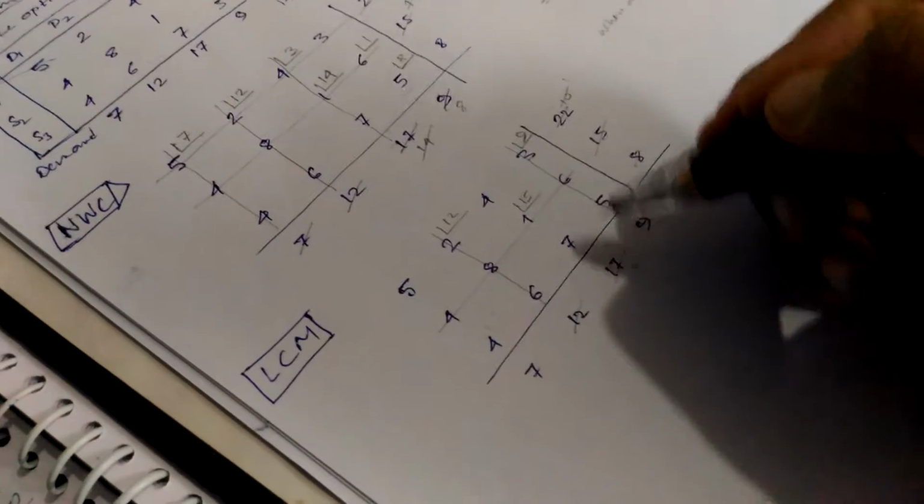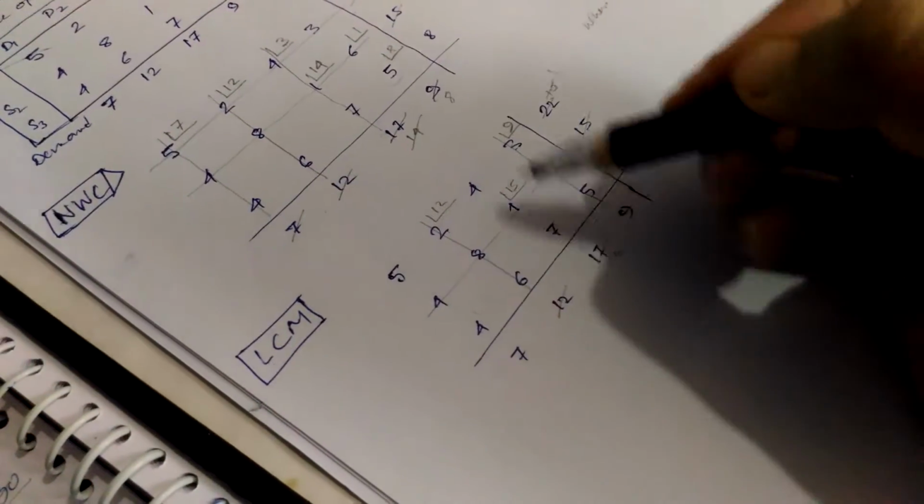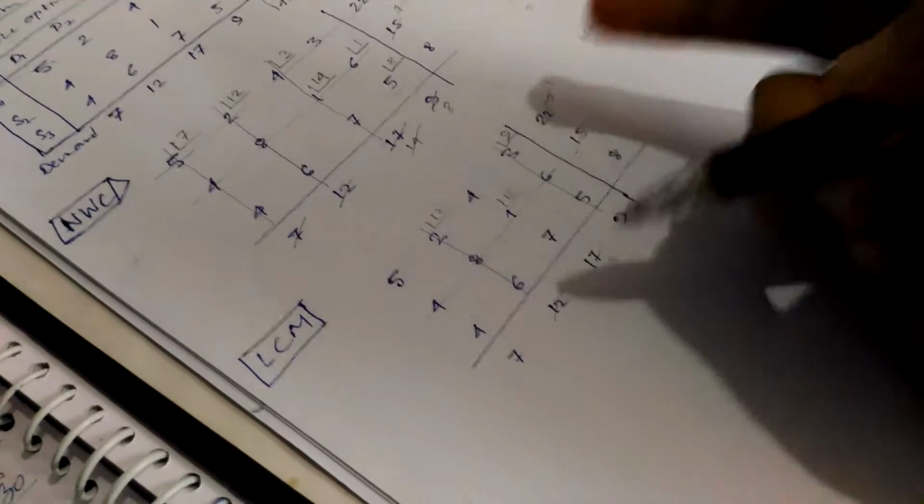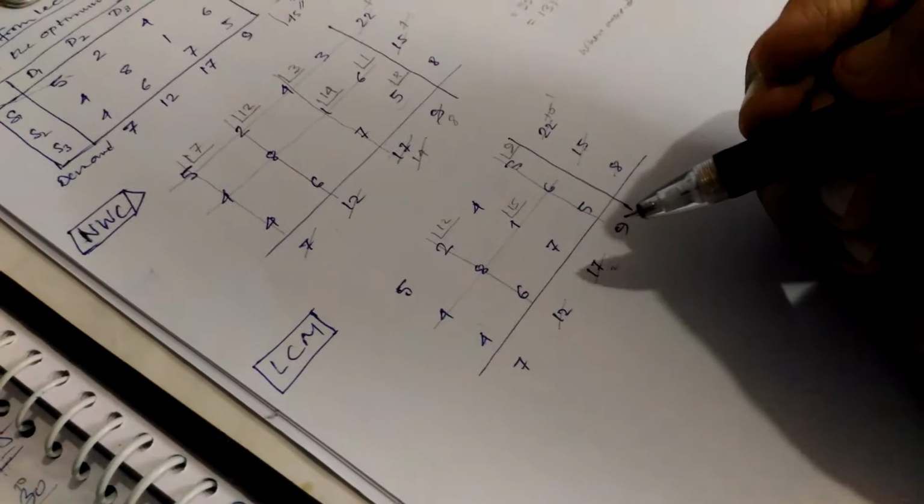Now in this matrix there are two minimum values, 4 and 4. Since there are two minimum values, we have to allocate the one where maximum demand is being fulfilled.